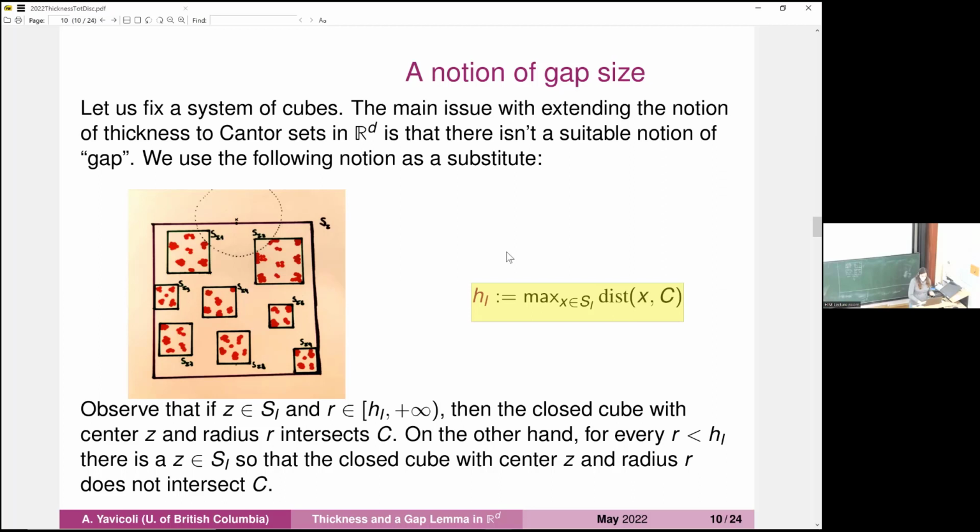With this definition of gap size, if we have any point z in the cube S_i and any radius that is larger than or equal to this number, the closed cube with center z and radius r intersects the compact set C. And if we consider any radius that is smaller than this number, there is a ball with some center inside the cube that doesn't intersect the set.